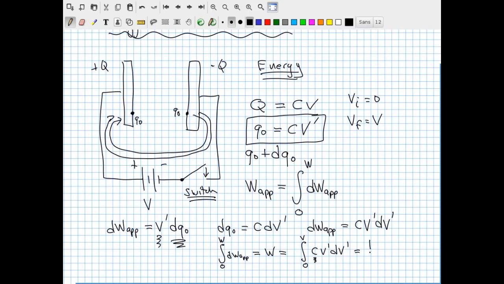And what we find if we work through this is that in the end, the total energy that it takes for the battery to move all that charge from one side of the capacitor system to the other side is given by 1/2 times C times the voltage of the battery squared. And remember, the voltage of the battery is also going to be the final voltage across the capacitor plates.